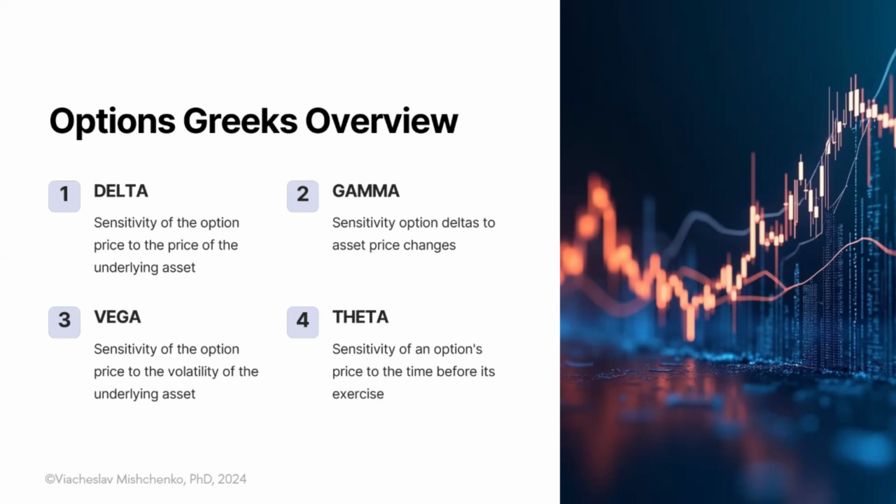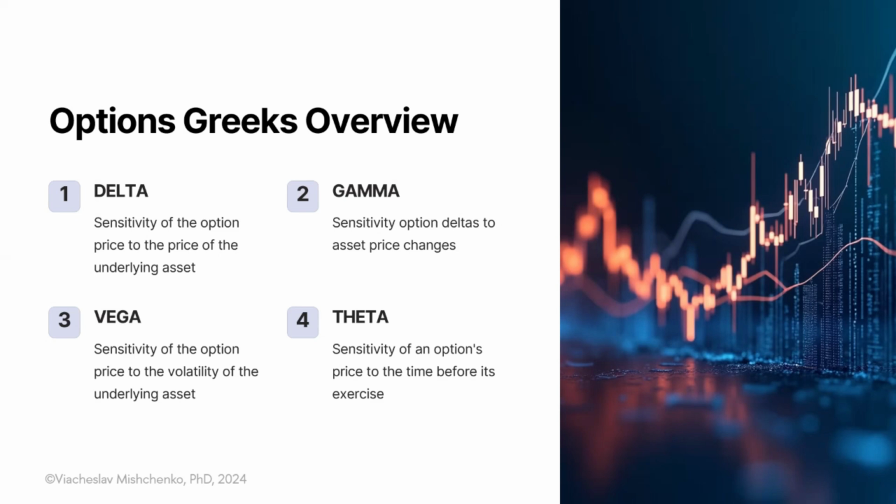So first of all, delta is the heavy hitter here. Usually, it tells us how much an option's price will change for a $1 move in the underlying asset. And a delta of 0.5, for example, means that the option price will move $0.5 for every $1 move in the underlying value.